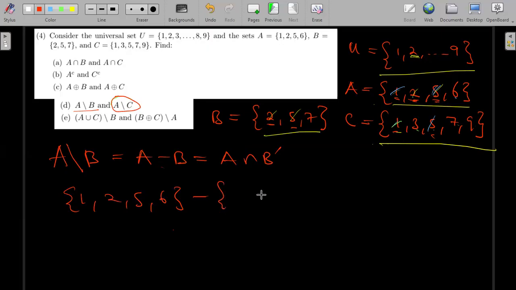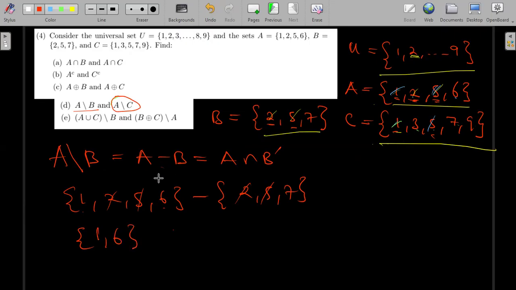Then minus, then your B is 2, 5, and 7. Then you remove these elements that are common here. So I remove the 2, remove the 5, and I see what elements remain in A, and it's just 1 and 6, and I've done that.